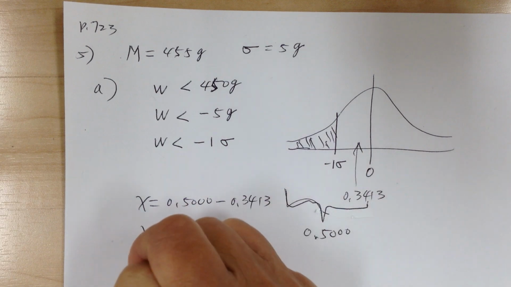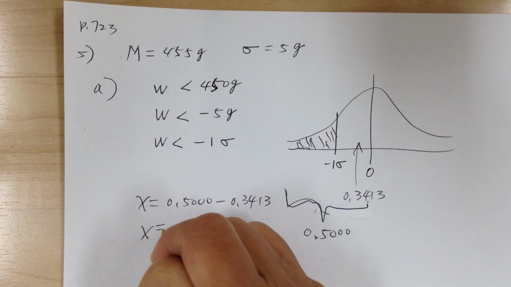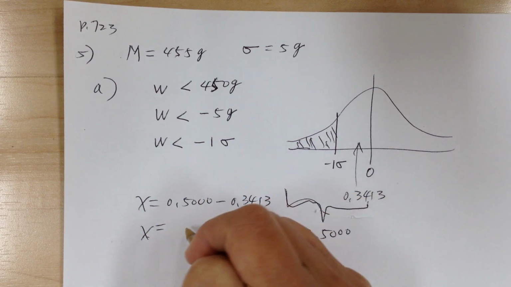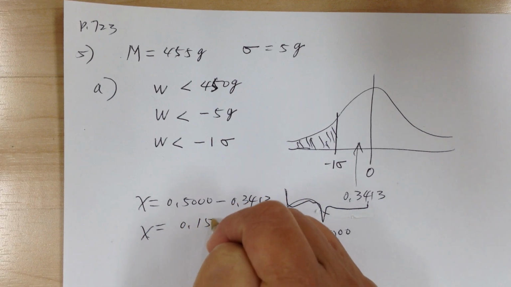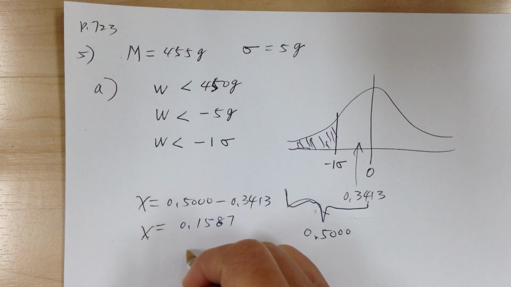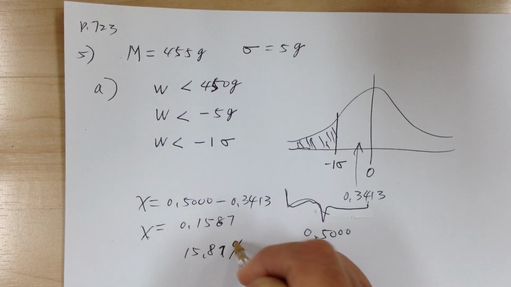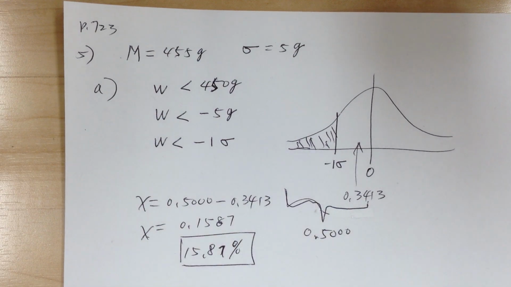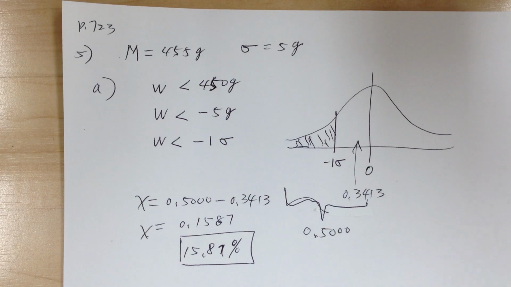0.3413. So part A, the x you're looking for is 0.1587. And you convert to percent, so it would be 15.87%. Okay, so that's part A. Okay, let's go and do part B.